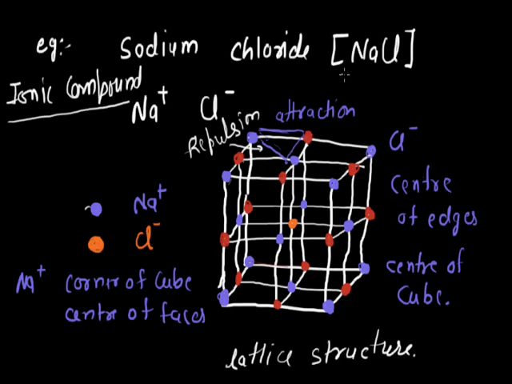Now what is this? We use NaCl for sodium chloride. This is not a molecular formula because sodium chloride is an ionic compound, and an ionic compound doesn't have any molecule, they have only ions. So we can write only the formula unit for NaCl. Now firstly we will discuss the formula unit.